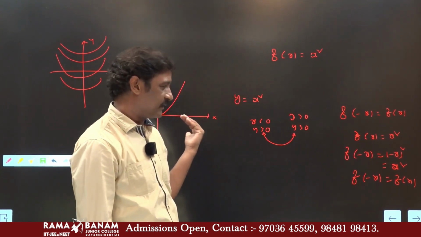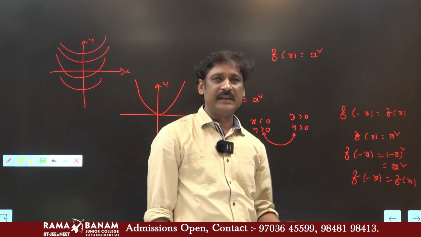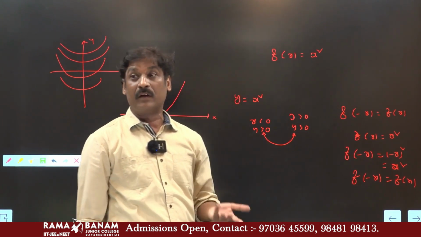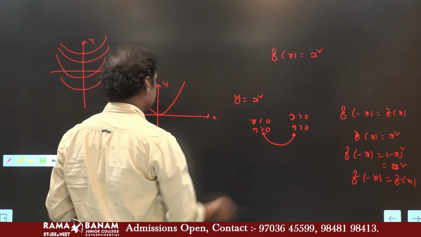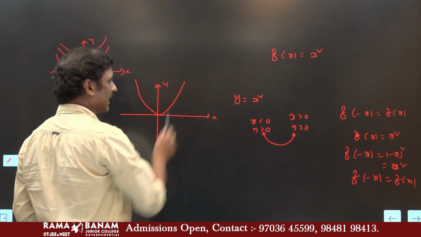So in f of x equal to, you can solve like this also. Just see minus x, whether it is even or not, before going to draw the graph of the function. You can solve like this also. The graph of the function will be like this.